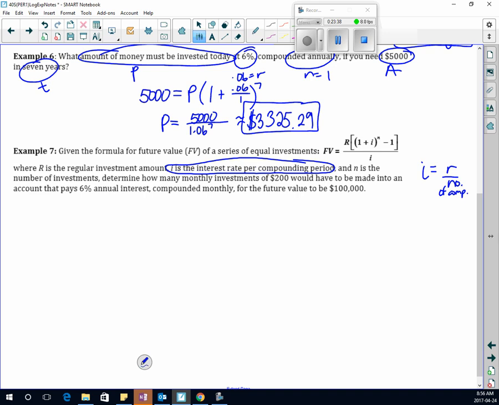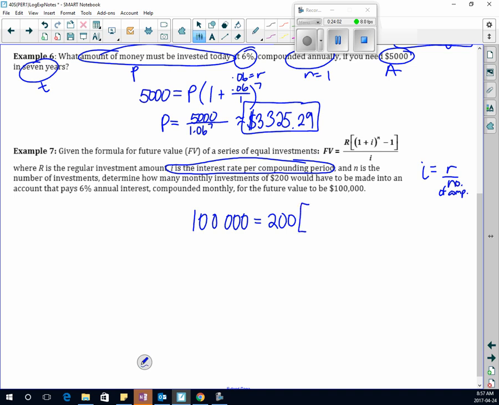Determine how many monthly investments of $200 would have to be made into an account that pays 6% annual interest compounded monthly for a future value of $100,000. So we need to have $100,000. R is the regular payment, so that's our $200. You got to watch all these brackets now.